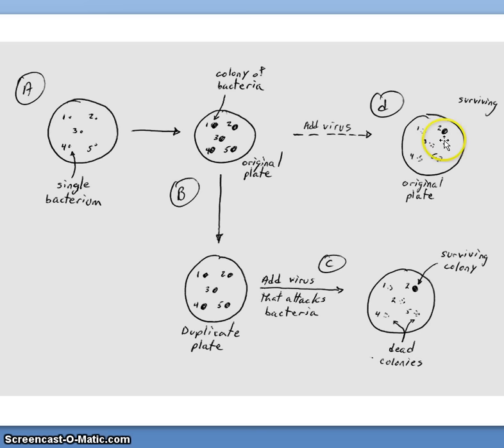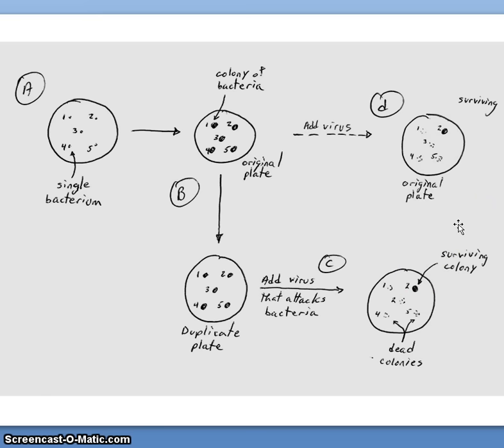Now, if you do this once, you might say, well, that could be a coincidence. It could be that the virus happened to change colony 2 to become resistant down here and happened to do it over here as well. But they repeated this process many times, and they found the same thing. If it was colony 2 that survived here on the duplicate plate, colony 2 survived on the original plate. If it was colony 1 that survived on the duplicate plate, it was colony 1 that survived on the original plate. If it was colony 5 that survived on the duplicate plate, it was colony 5 on the original plate that survived. In other words, it was always the same colony that survived.